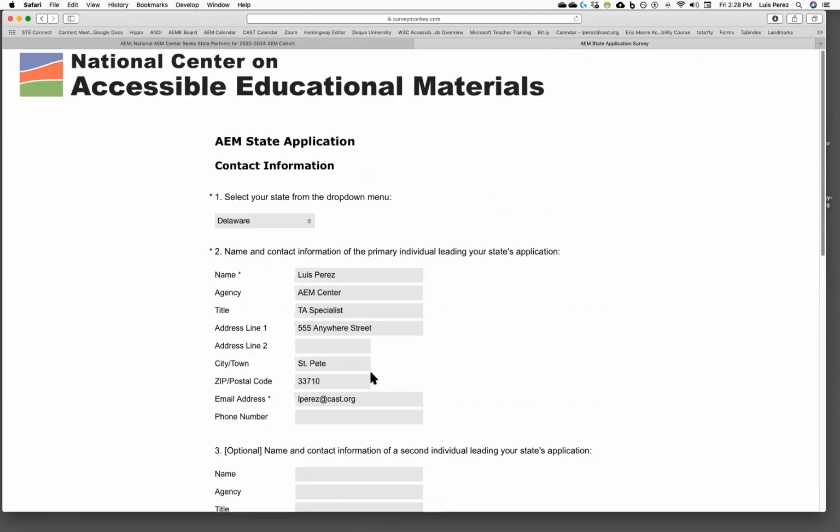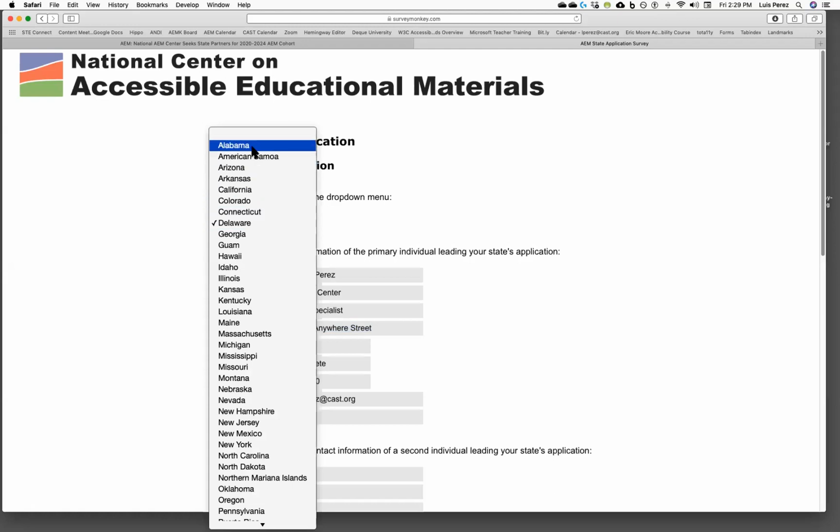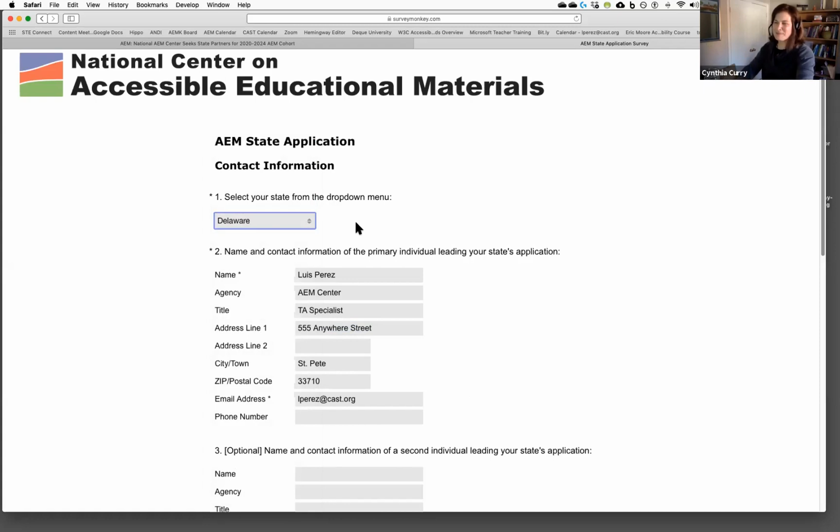So I'm going to select next here. And as you can see, I've already filled out some information. Don't send me mail to 555 Anywhere Street. It's not going to get here. But the first thing is selecting your state. And actually, I noticed this morning, Cynthia, we had removed some states. So can you explain why we removed some states from this list? So we've removed some states because there were a number of states that were in the AIM Center's cohort of states from 2014 to 2019. And we have been directed by OSEP, our funder, that they would like us to invest in another set of states. So you may be a state that has worked with the AIM Center in the past.